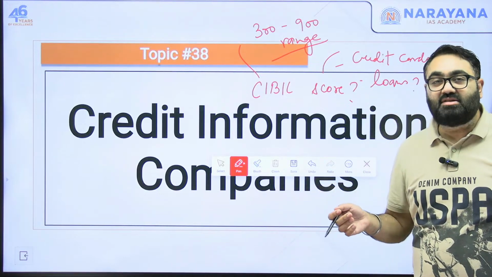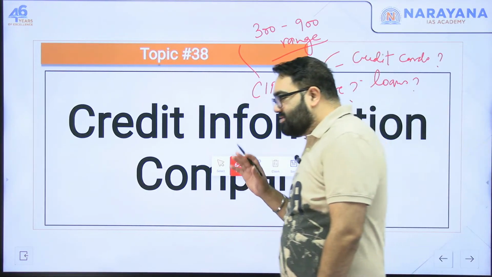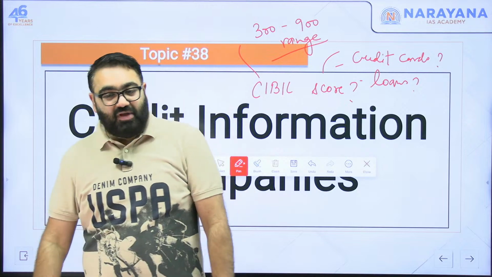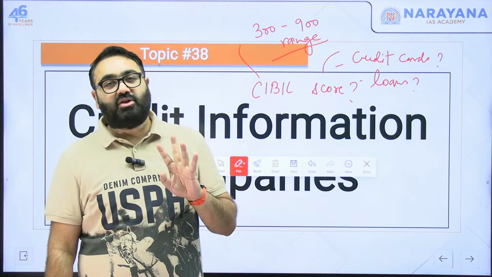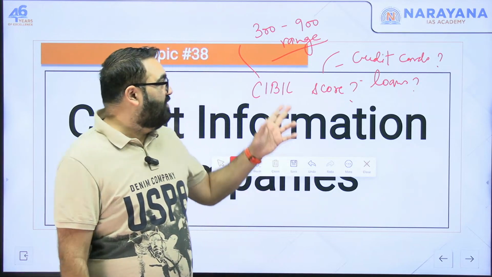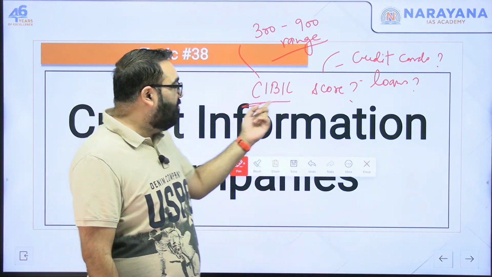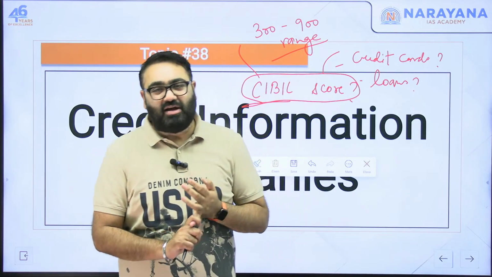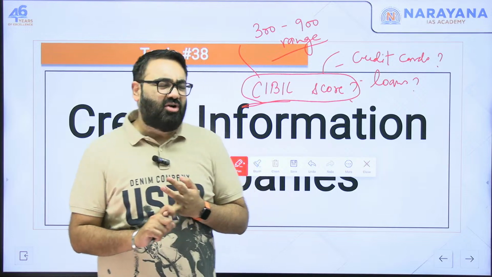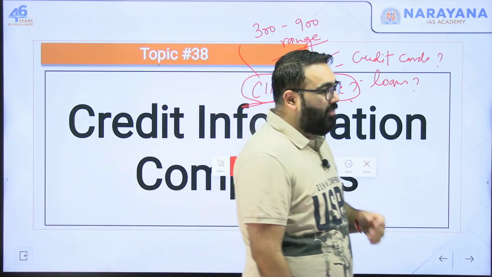On the other hand, if you are someone who has a CIBIL score of less than 700, then there is suspicion that you may not pay the money back, there may be something wrong with you. This is why you have to maintain a good CIBIL score, and that is why you should pay your credit card bill on time, you should pay your housing or whatever loan that you have, you should pay it all back on time.